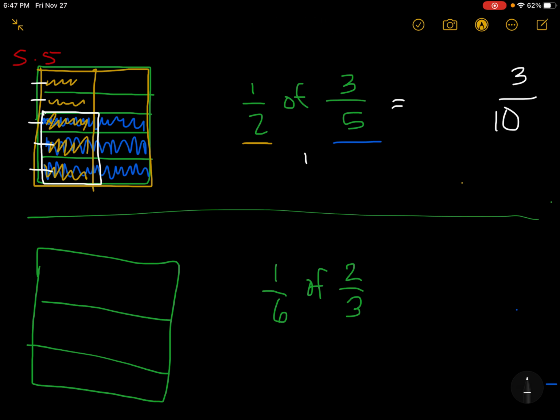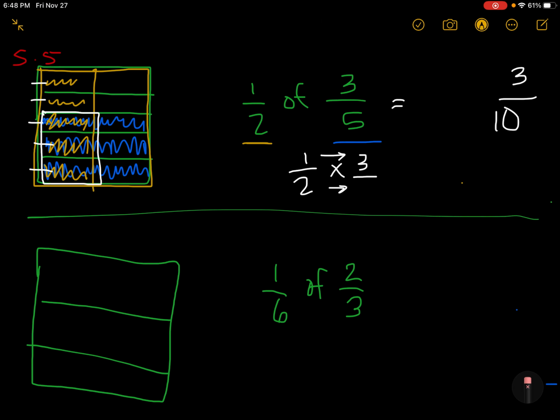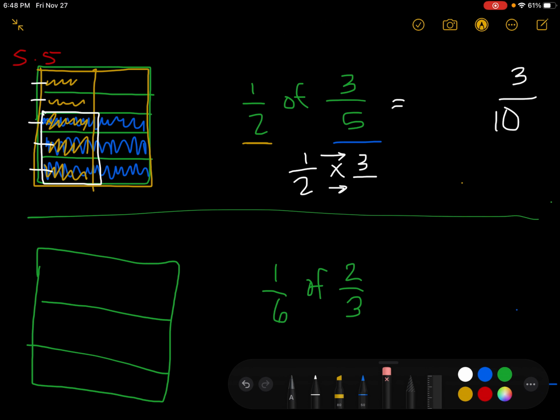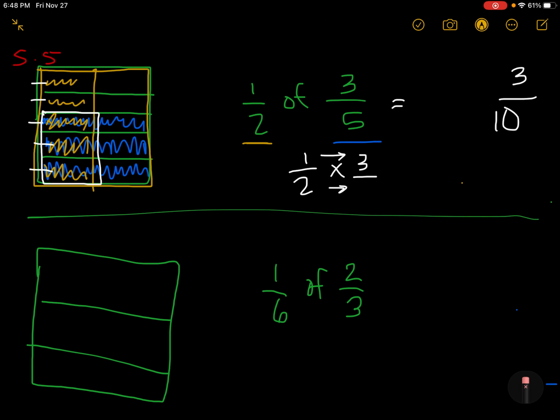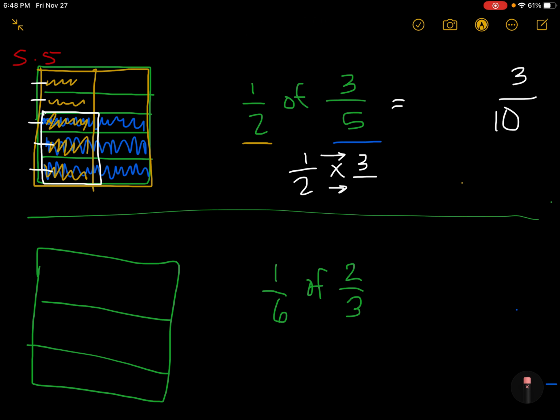We'll take 1/2 and we're going to multiply it by 3/5. Really, you just multiply across. You're cutting 3/5, you're cutting these pieces in half. All of the 3/5 you're going to be cutting into halves, which means you're doubling the number of pieces in reality.